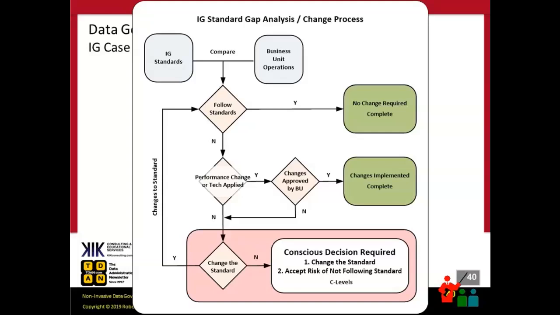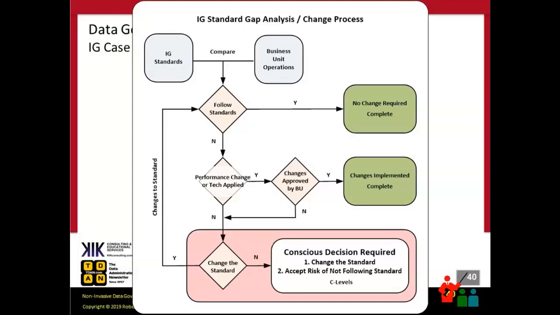Is it going to be a performance or a behavior change? Are we going to apply some level of technology? And if you do those things, you follow the yes to the right: does the business unit approve of those changes? If they don't approve of the changes, and there are some organizations that have said, if you add any steps to what we do, we're going to rebel.